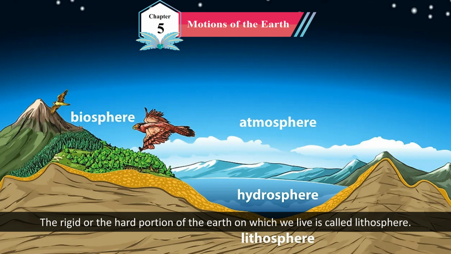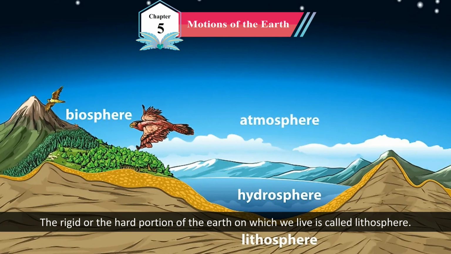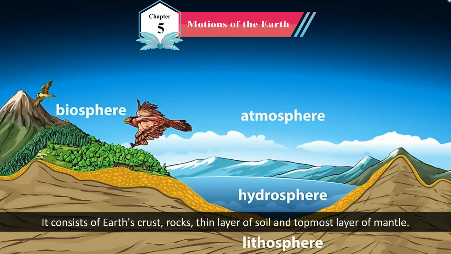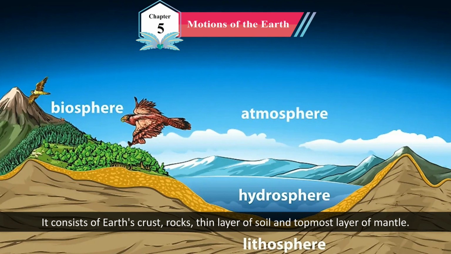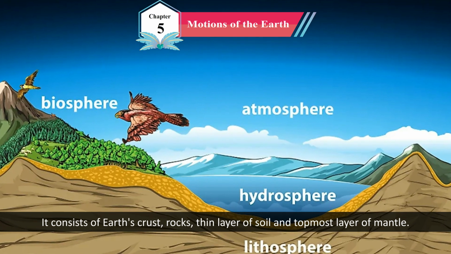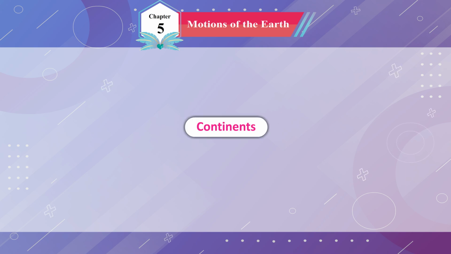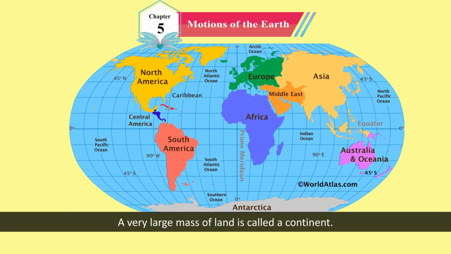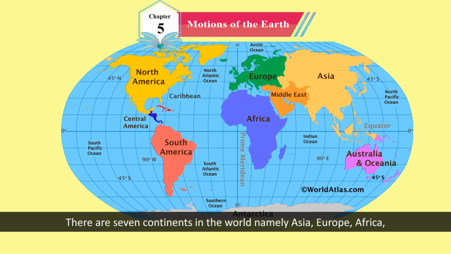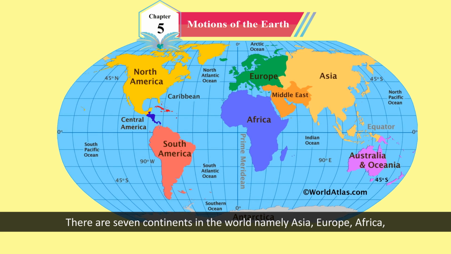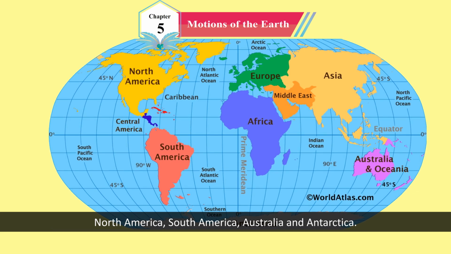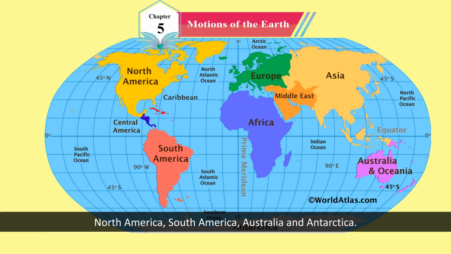Lithosphere. The rigid or hard portion of the earth on which we live is called lithosphere. It consists of earth's crust, rocks, thin layer of soil and topmost layer of mantle. Continents. A very large mass of land is called a continent. There are 7 continents in the world, namely Asia, Europe, Africa, North America, South America, Australia and Antarctica.